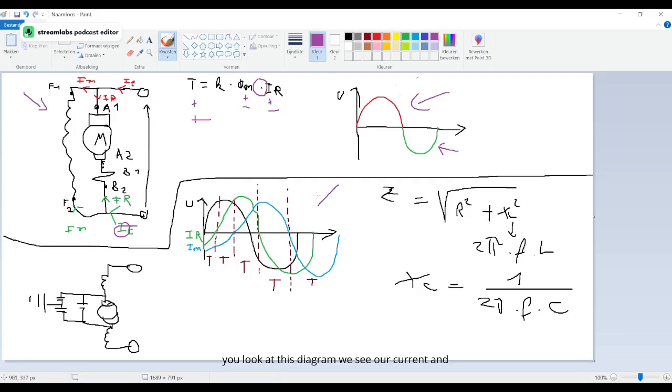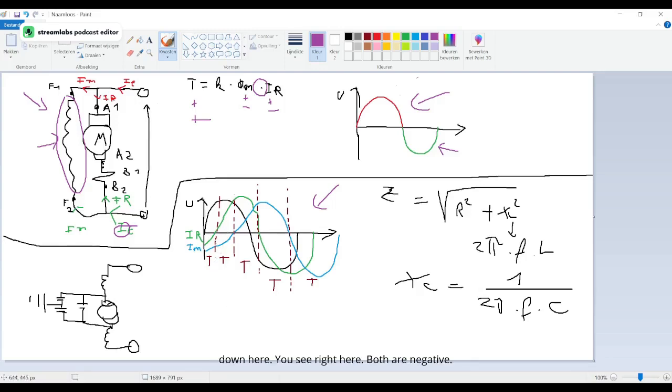If you look at this diagram, we see our currents and our voltage. But what's the problem? The self-induction coefficient of our magnetization winding, this big one here, is way bigger than that of our rotor. So we know our current is going to be shifted back more. Those two currents won't change at the same time, which causes that sometimes our torque is going to be negative, so it will slow our motor down.